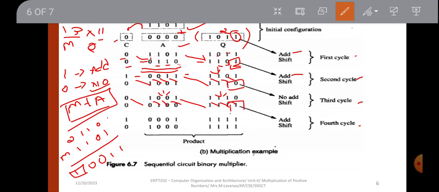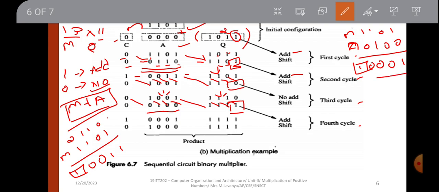In the fourth cycle we will be checking the last bit. Since the last bit is 1, we are performing addition. If it is 1, we have to add M plus A. The M value is 1101. The A value currently is 0100. If we perform the addition, 1 is for carry. We will be writing this answer in the accumulator space.